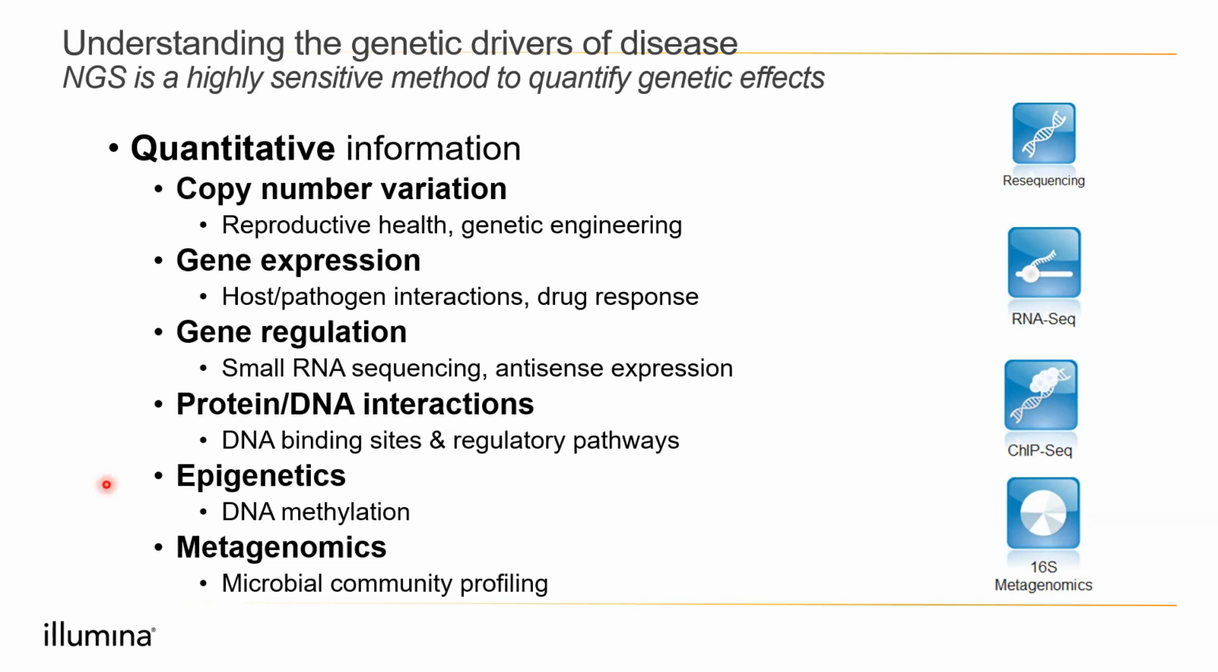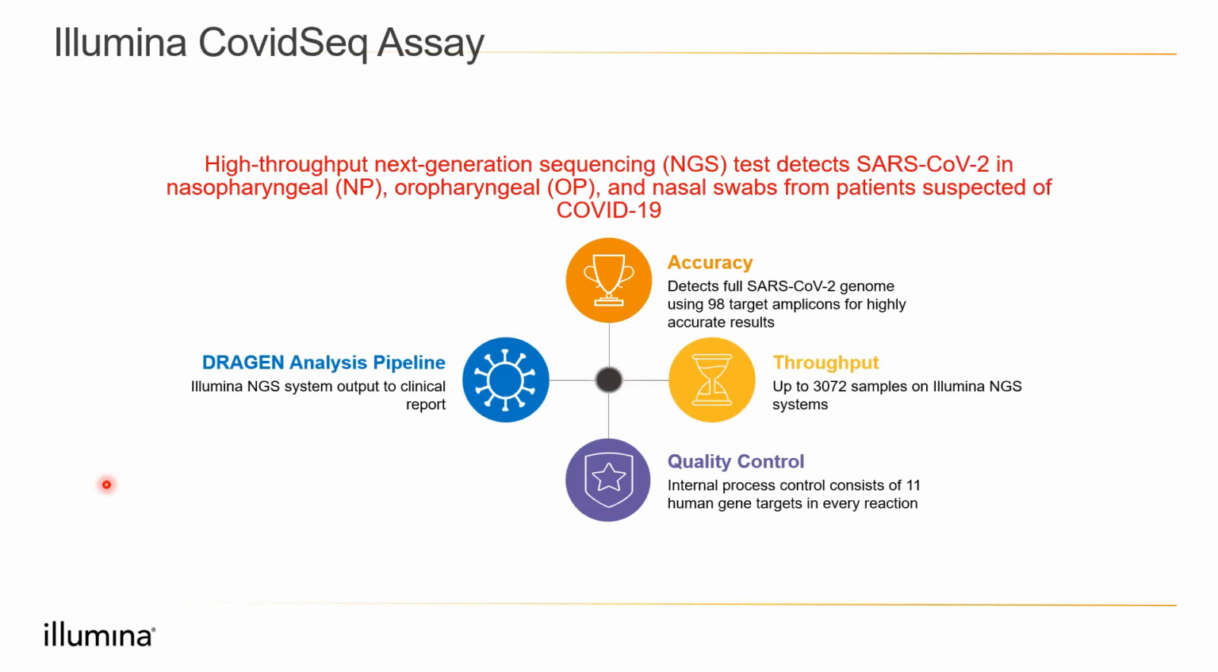It is a very deep sequencing. It gives you a broader discovery power, and also it's highly sensitive. So you can rely on this. Now, with the onset of COVID, there was a requirement of a test that is highly accurate and also offers a high throughput capability.